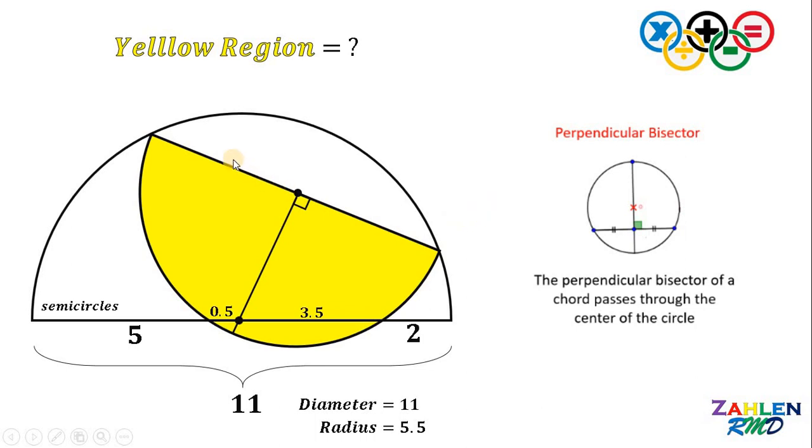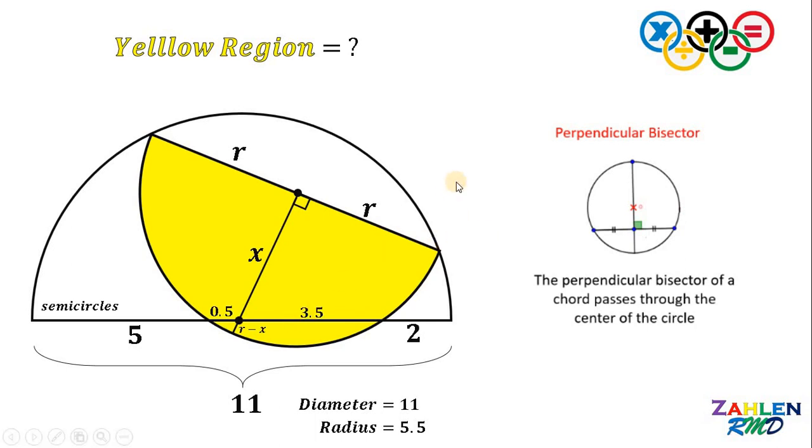At this point, let R be the radius of this small semicircle. If this is R, this is also R. And the distance between these two centers, let's call this X. Therefore, the remaining segment must be R minus X.